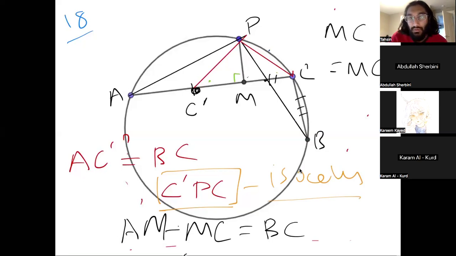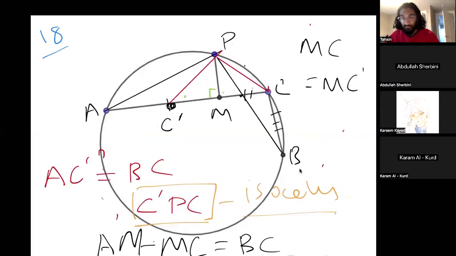What about BMC? Because it's also isosceles. BMC. So BMC is my understanding. Yeah, BMC might not be isosceles, right? Because MC and CB, right? So if so, we wrote BMC.